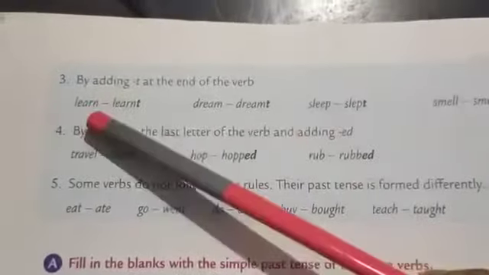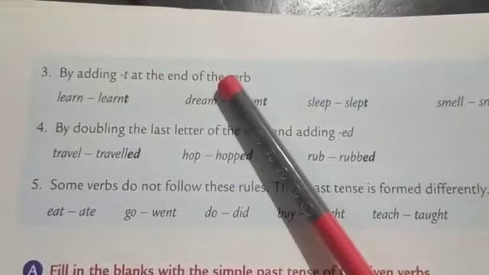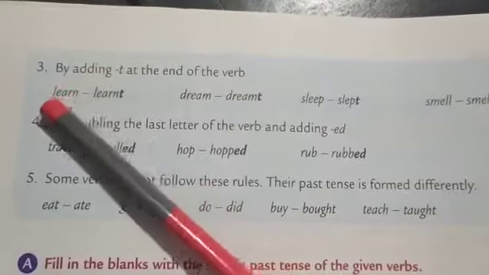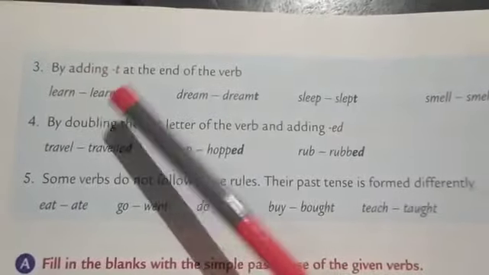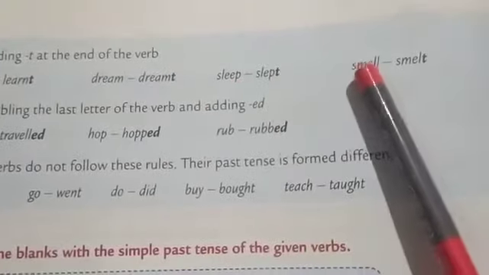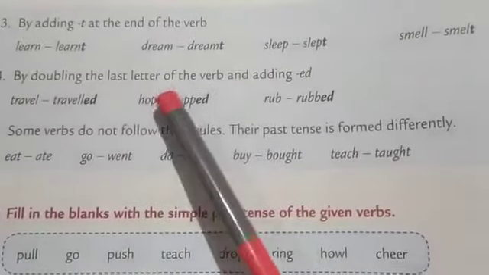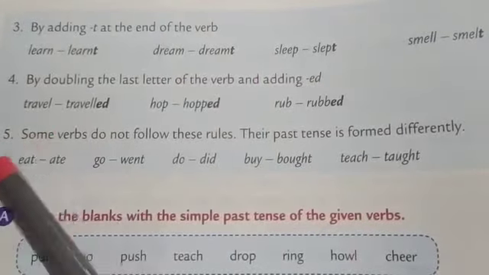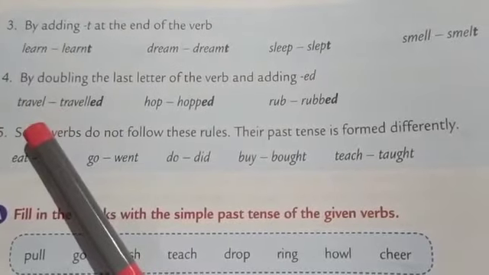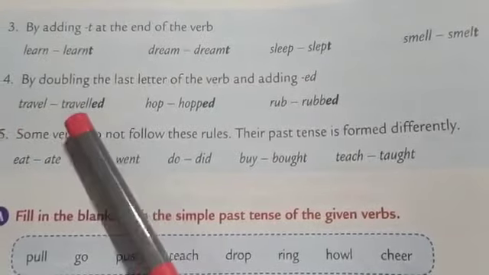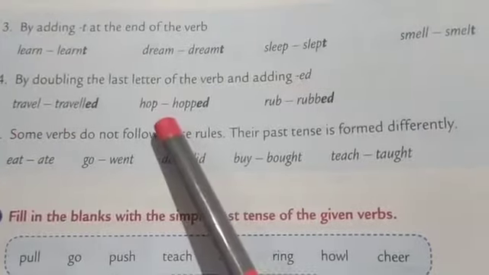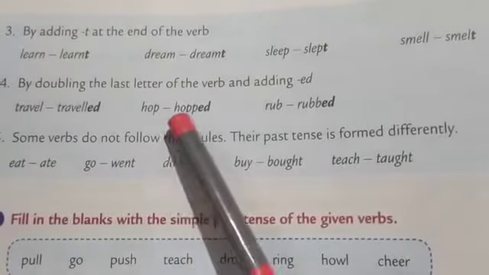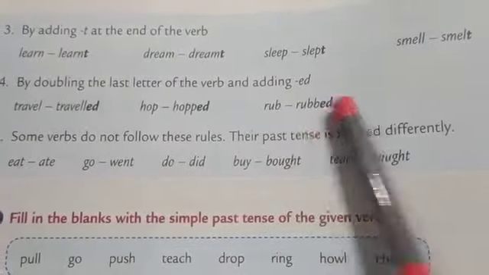Here one more thing is that by adding t at the end of the verb, the word will be the same and we will only add t. Learn, learnt, dream, dreamt, sleep, slept, smell, smelt. By doubling the last letter of the verb and adding ed, as I have said, one syllable word, two syllable word, we double the last letter of the verb and we add ed. Travel, travelled, hop, hopped, rub, rubbed. Here you see double L ed, double P ed, double B ed we have added.